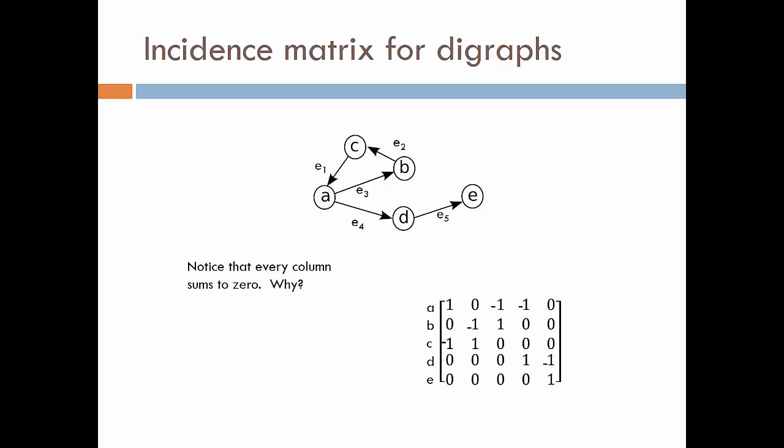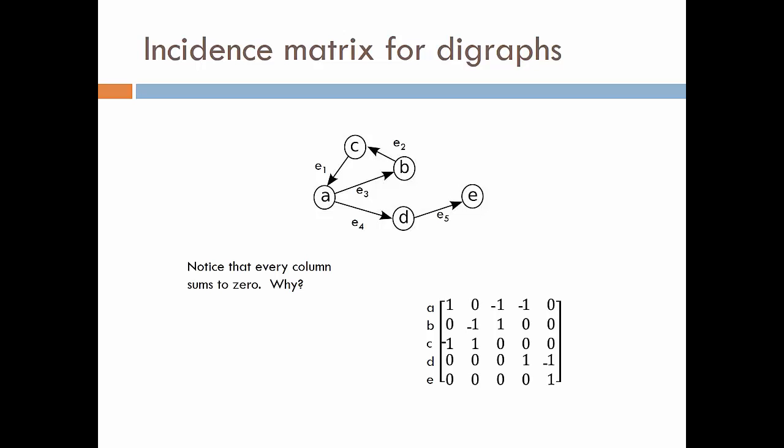Now let's talk about the incidence matrix for a digraph. For the incidence matrix for a digraph, it's no longer true that the sum of any column is equal to 2. However, if you look at our example, you'll see the sum of any column is always 0. That is because if you have a directed edge, you have a head and a tail, a beginning and an ending. So we will place either a 1 or a negative 1.